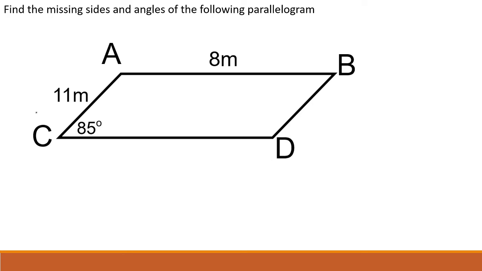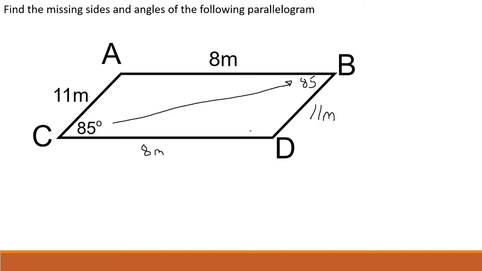So let's go ahead and use some of those properties to fill out a parallelogram here. We're given that this is a parallelogram, and it says find the missing sides and angles. Well, I know that opposite sides are congruent. So if this is 8 meters, that means that this bottom one also has to be 8 meters, even though it looks longer, but we'll see. If this is 11 meters, that means this one also has to be 11 meters. So opposite sides are congruent, and opposite angles are congruent. So if this angle right here is 85, the angle opposite it is also going to be 85.